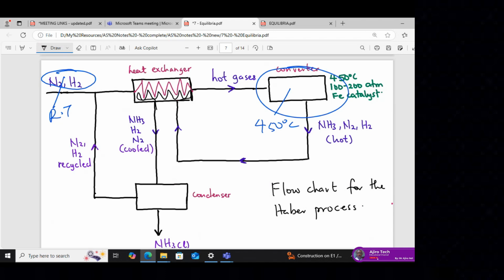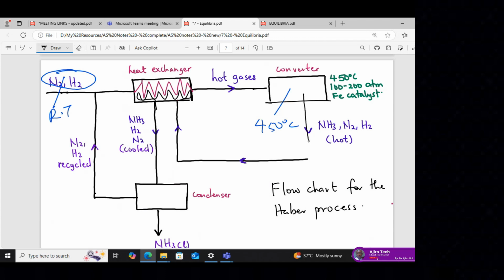There are two pipes. Now, the red one is the one bringing in nitrogen and hydrogen into the converter. Do you get it now? The red pipe is the one bringing what? Nitrogen and hydrogen to the converter, right? As it's going, it is getting hot. How is it getting hot? This pipe, look at this pipe.